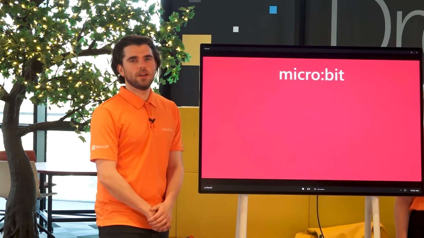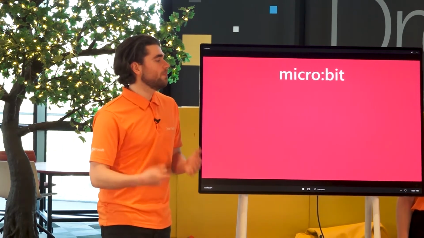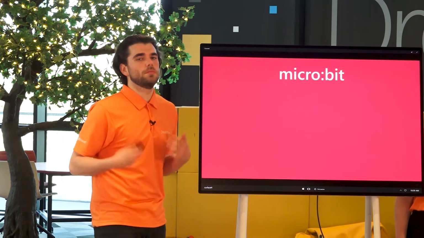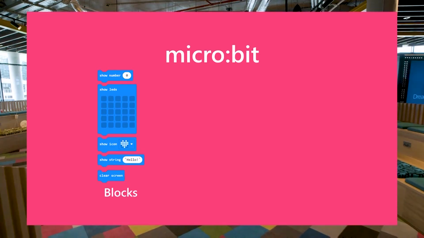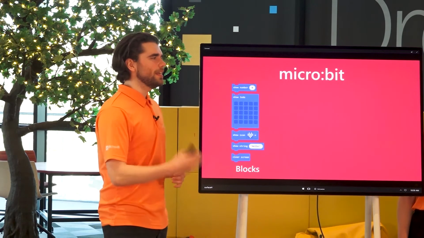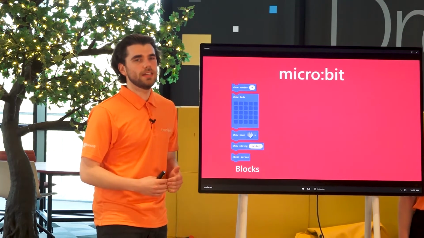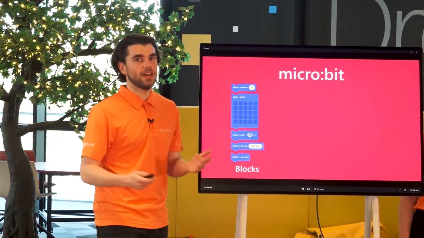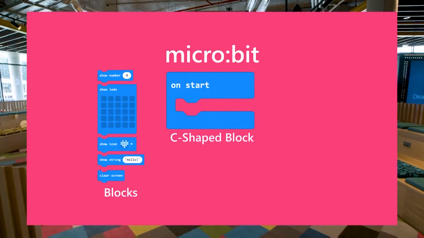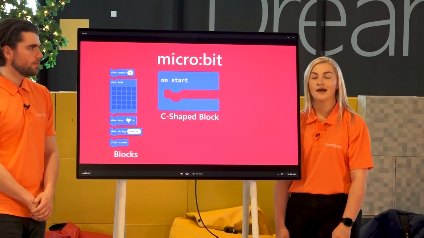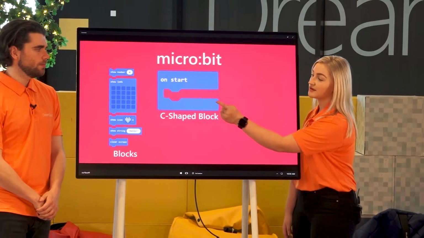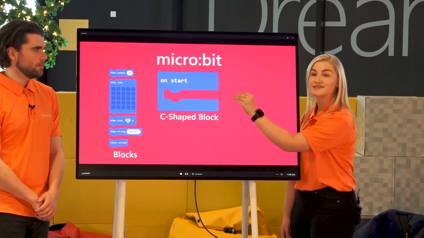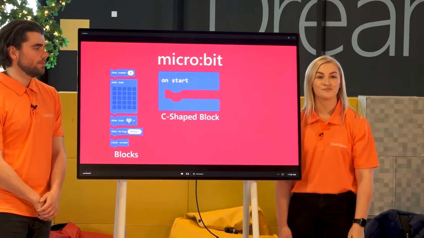Before we get coding on our microbit, Niamh and I are going to review some of the key terms and words we're going to be encountering. The first one is blocks. The microbit uses MakeCode, a block-based coding language. So these blocks are really easy to use. They're all color coordinated and they all fit together just like Lego. The next one is a C-shaped block, and today we're going to be using the onStart C-shaped block. And something that's really cool about the C-shaped blocks is that the other blocks actually slot inside of them.